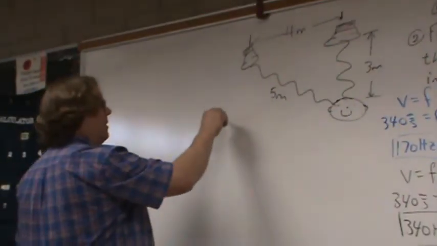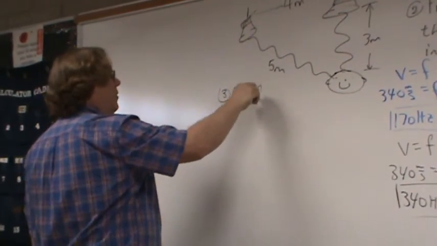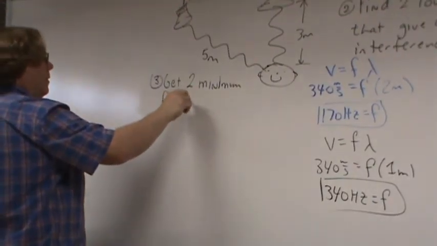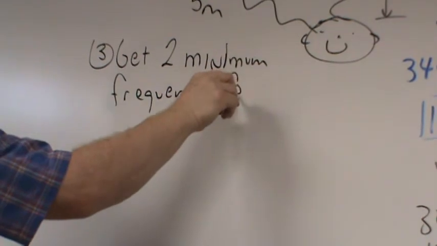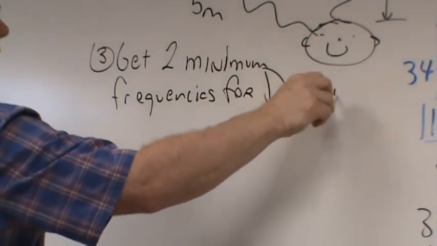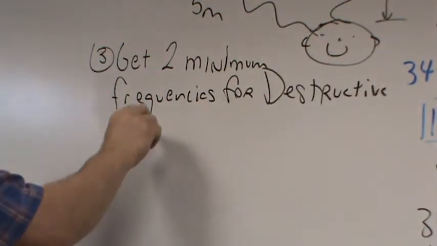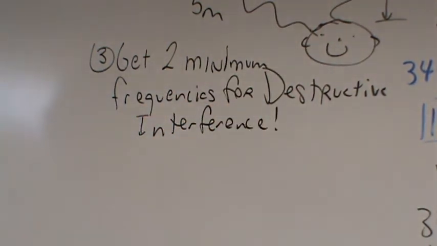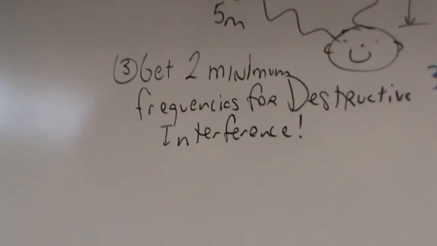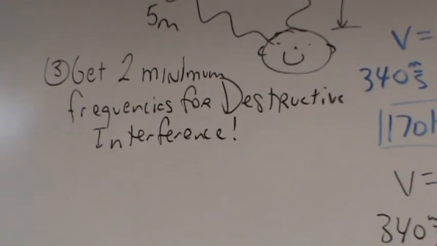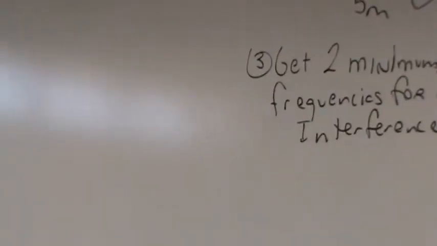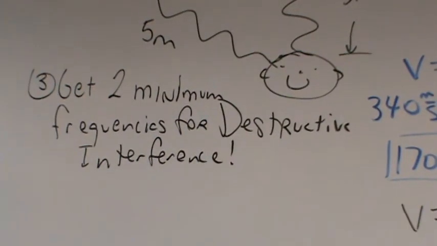Okay, then here comes number 3. Get the 2 minimum frequencies for destructive interference. Okay, good luck, you guys. You're going to do it the same way, only which formula are you going to use now? The n equals blah, blah, blah, the other one. Yes. Good luck, you guys.